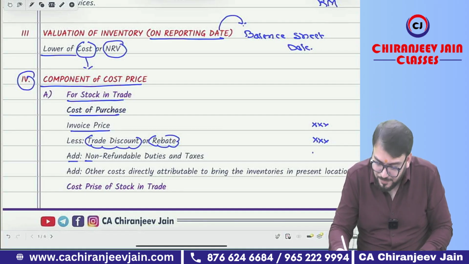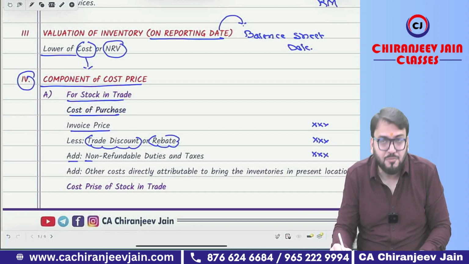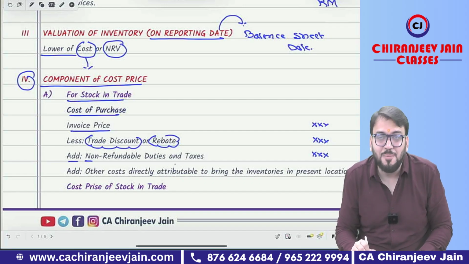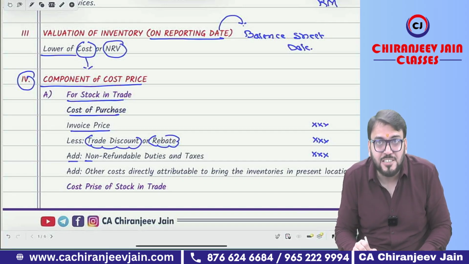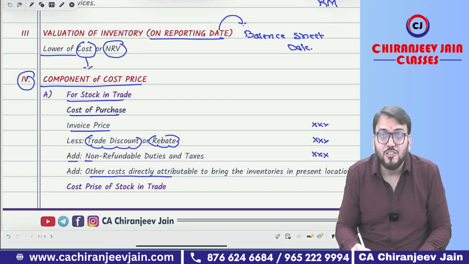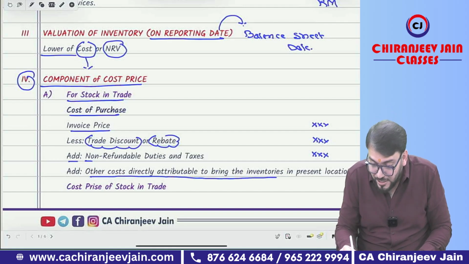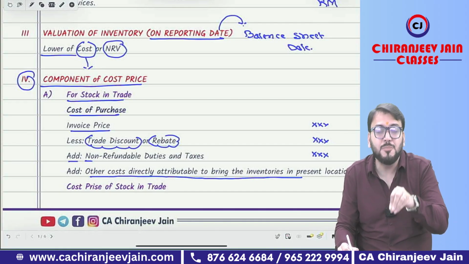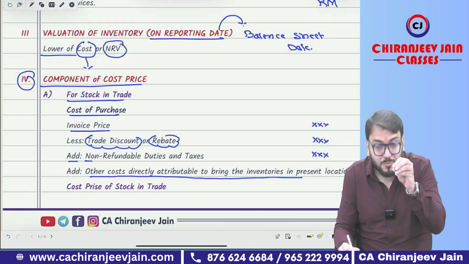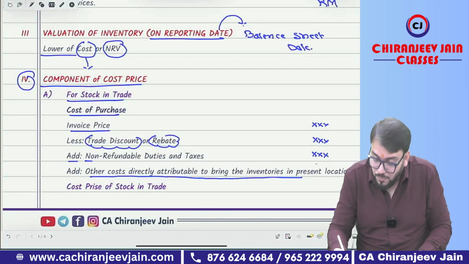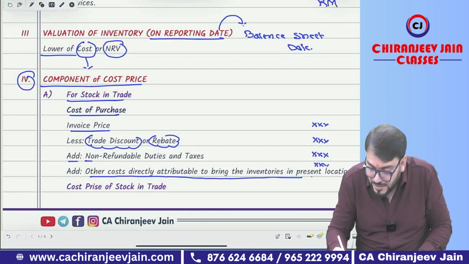I will explain, but first I am reading what will be added and what will be deducted. Invoice price minus trade discount or rebate plus non-refundable duties and taxes. After that you need to add all the costs directly attributable to bring the inventory to its present location, meaning whatever cost is incurred to bring the inventory to the location from where you are doing sale. This will become the cost price of stock in trade.